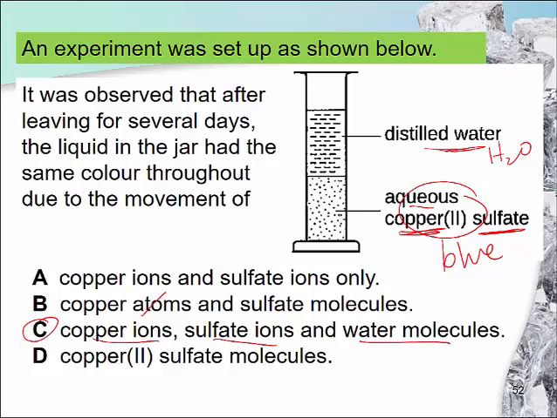Now you don't have copper atoms. It cannot be only movement of copper ions and sulfate ions only. Cannot be. Because when copper ions and sulfate ions move, how about the water molecules? They also move. And of course, worse still, copper sulfate molecules do not even exist. Copper sulfate never exists as molecules.